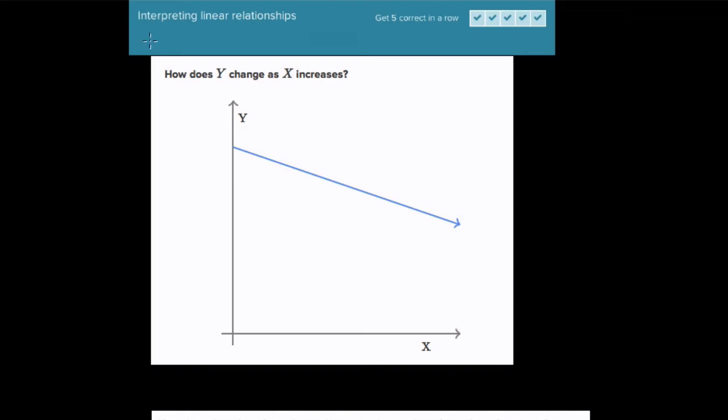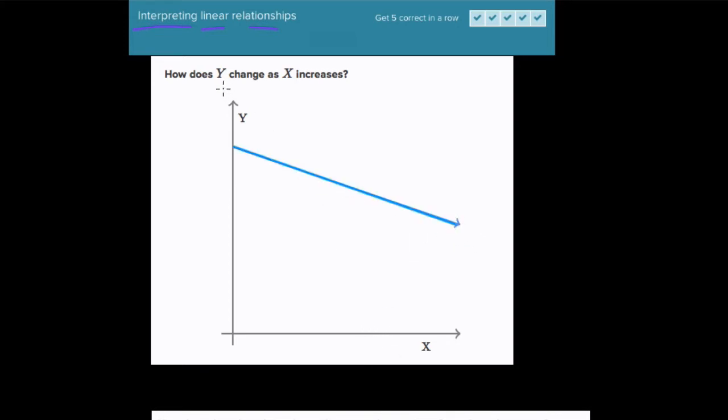Okay, so in this video we're looking at the Khan Academy module, Interpreting Linear Relationships. In each of these cases, we're looking at the relationship between the two variables in a linear relationship. In this first graph, we have x on the x-axis, as it should be, of course, and y here on the y-axis.